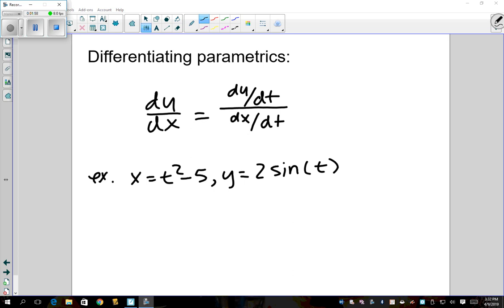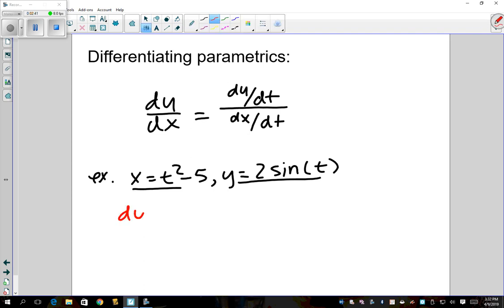We can differentiate them, and if we wanted to get, let's say, the derivative of y with respect to x, all we need to do is take the derivative of both parametric equations and take dy dt over dx dt, and that will get us the derivative of y in terms of x. So here we're given x equals t squared minus 5 and y equals 2 sine of t. If we wanted to find the derivative, again, all we would need to do is take the derivative of each of these separately and then put the y's over the x's.